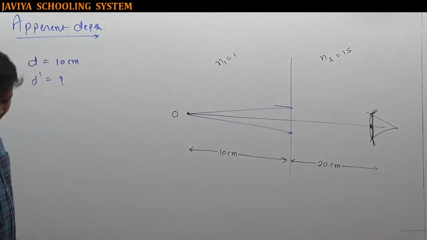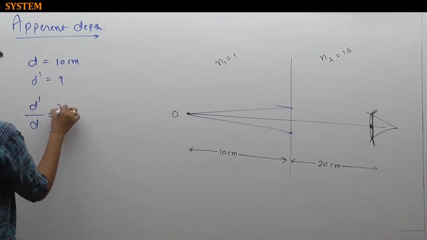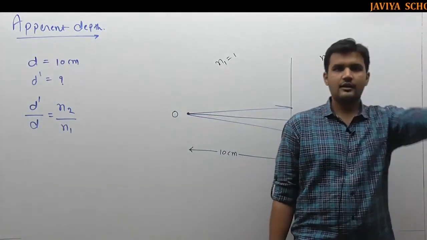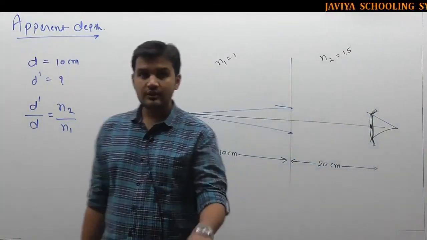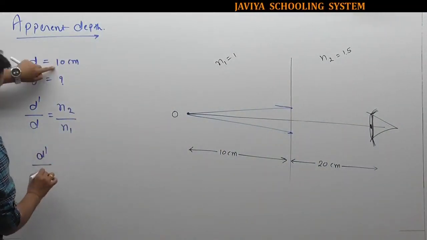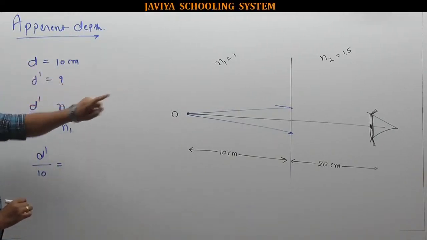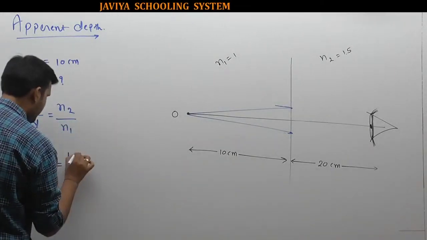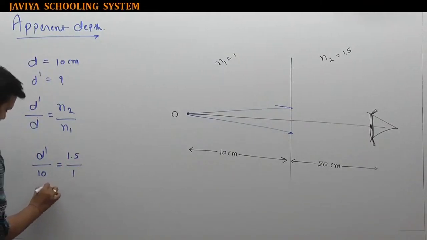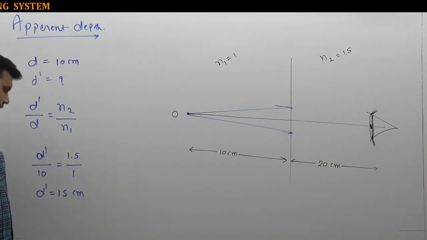So D dash upon D is equal to N2 upon N1. What is N1? The medium from where the rays are coming, and N2 is the medium in which the rays are going. So D dash is what we are supposed to find. What is D? 10 centimeter. N2 is 1.5, in which the rays are going, and N1 is 1, from where they are coming. So D dash will be 15 centimeter.